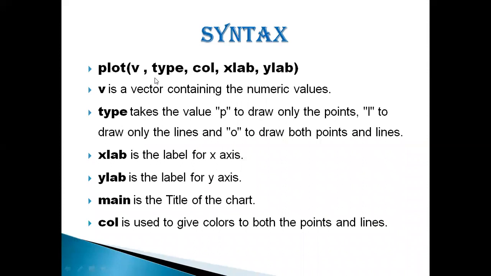Here is the argument type. If you give the type as p, it will draw only the points. If you give it as l, only lines will be drawn. And o means it will draw both points and lines. Then the remaining ones are, as usual, xlab, ylab, main and col.